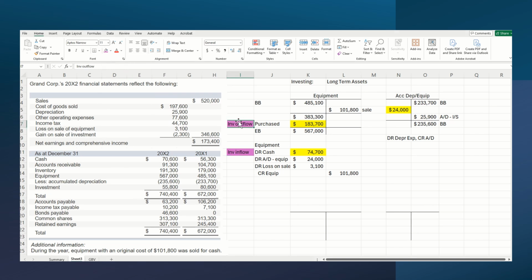So basically those are the two items here I have for equipment. I bought some and I sold some. So those both go on the investing activities section. The next thing that you have to look at is investments.